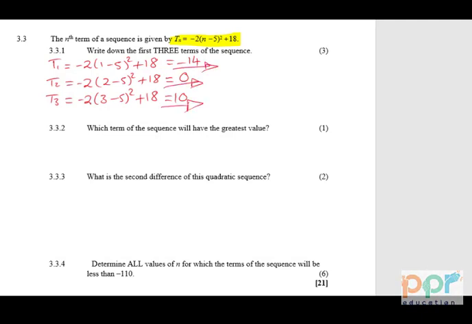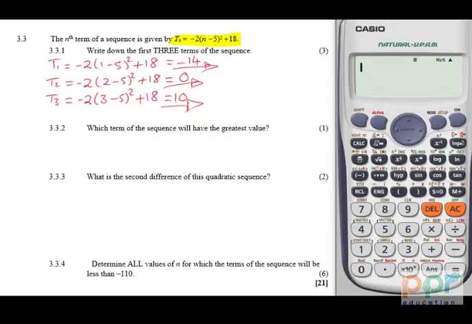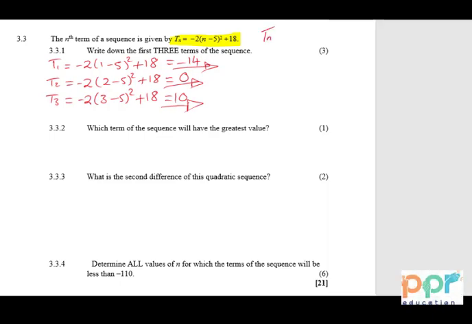Then they ask in the next question which term of the sequence will have the greatest value. What we have here is that the nth term of the sequence is given by this. So they are asking which term will have the greatest value. If you look at your nth term, it is given in the format of a parabola. The formula of a parabola, its nth term is equal to a into x minus p all squared plus q.